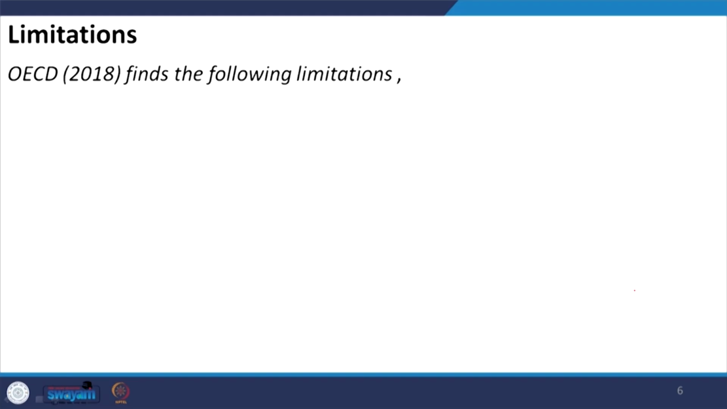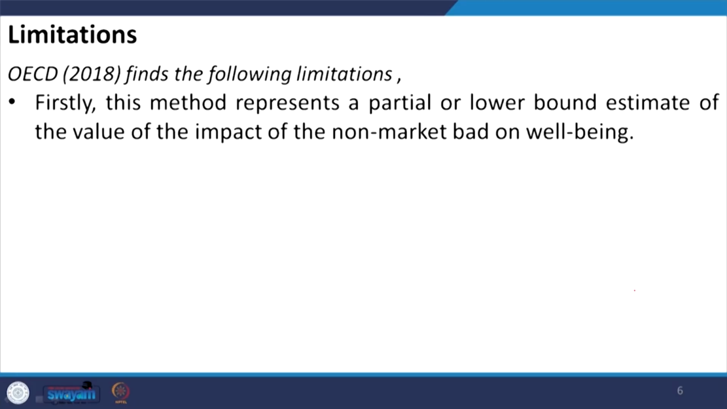So, there are some limitations that have been identified by research by OECD in 2018. So, firstly you can say that this method actually presents a partial or lower bound estimate of the value of the impact of non-market bad on the individual's well-being. So, why are we saying this? Because when we are saying this defensive expenditure can be greater than or less than the willingness to pay, right.